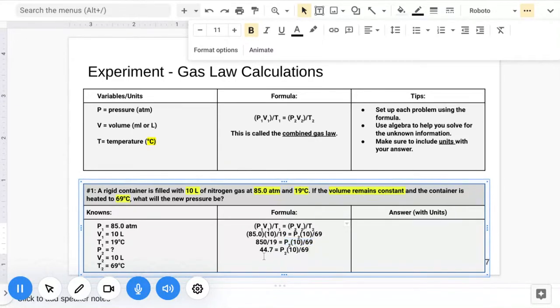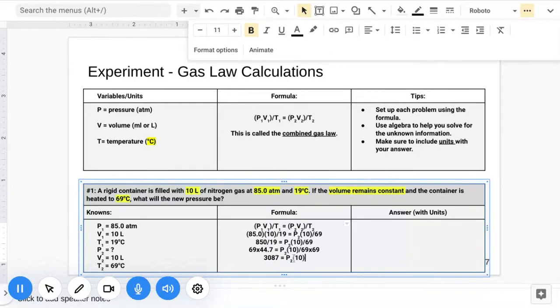Okay. So now we have just one number on the left, but we still have a few numbers on the right. The next step is to cancel this number that's at the bottom. The way that we can cancel it is by multiplying both sides by that amount. I'll just do this to show my step. So the number I just got, 44.7 times 69, would be 3,086.8. So I'm just going to round up to 3,087. And that's going to equal P2 times 10.